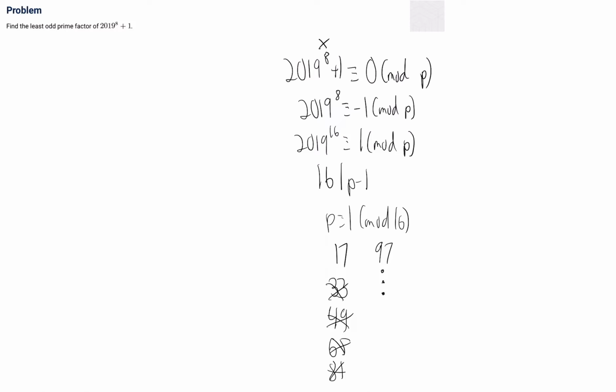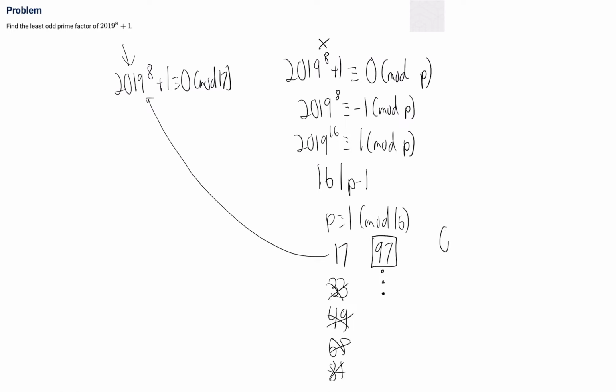Okay, let's start testing values. 17. For this to work, this has to be a multiple of 17. Now, there's not really an easy way to go from here. You just have to bash this out, find 2019 mod 17, and then simplify. You'll see that it's not a multiple of 17. If you do the exact same thing for 97, you'll see that it is a multiple of 97. And so our answer is 97.